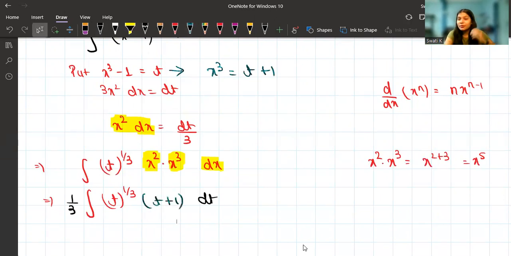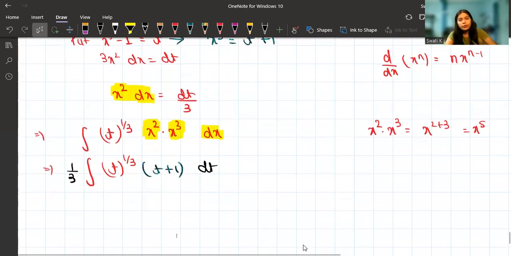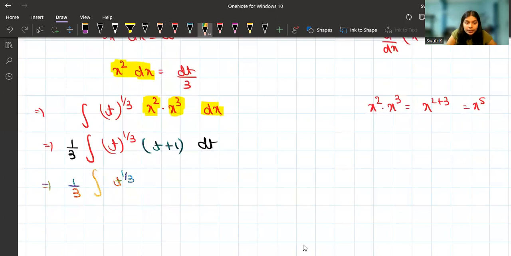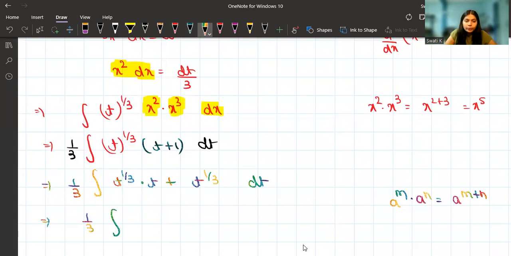Now this is very simple, because again, using the property of exponent, you can simplify this very easily. So what are we going to do? We are going to simplify this. So 1 upon 3 as it is, integration t raised to 1 upon 3 times t plus t raised to 1 upon 3 times 1, that is going to be t raised to 1 upon 3 only, and then dt. And now this will become 1 upon 3. Here again, using the property of exponent, we know that a raised to m times a raised to n is equal to a raised to m plus n. So using this property, t raised to 1 upon 3 plus 1, that is going to be 4 upon 3.